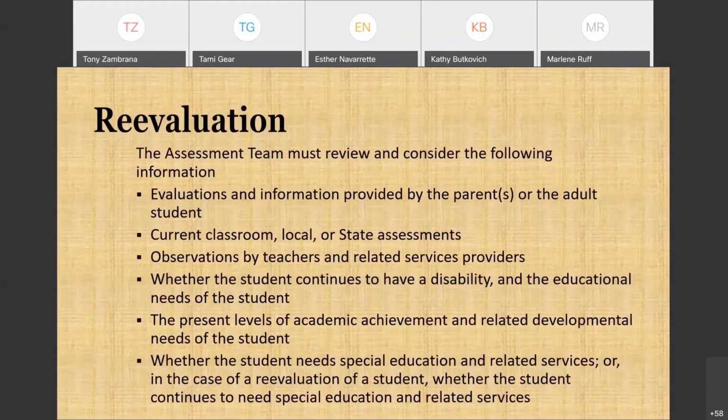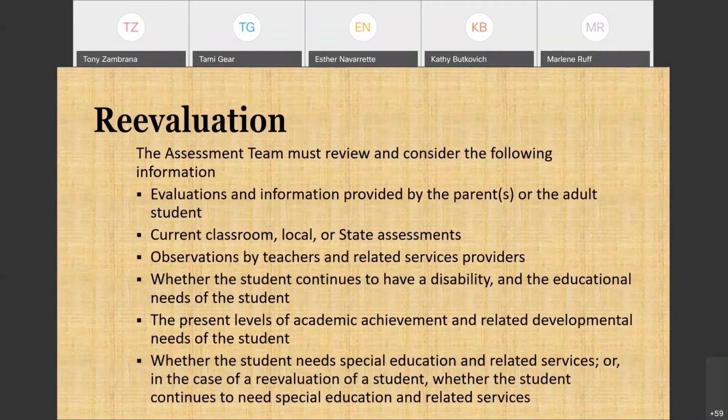And again, some things are required for that special education eligibility. For example, under specific learning disability, there has to be an observation of the student in a classroom as part of that eligibility. And they also have to consider whether the student continues to have a disability and the educational needs of the student.